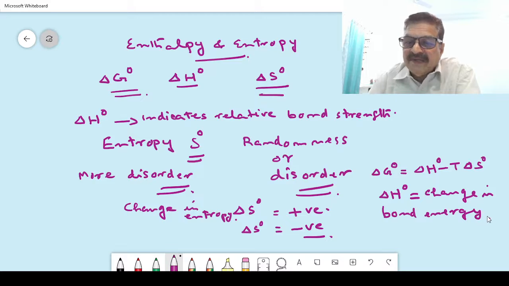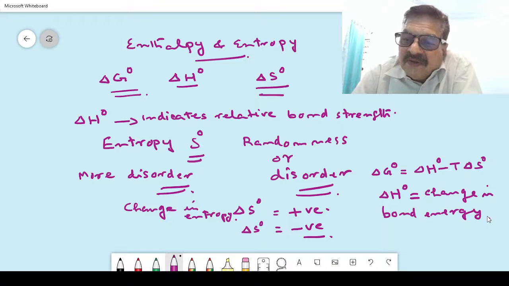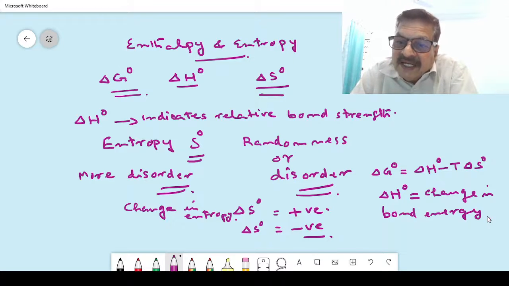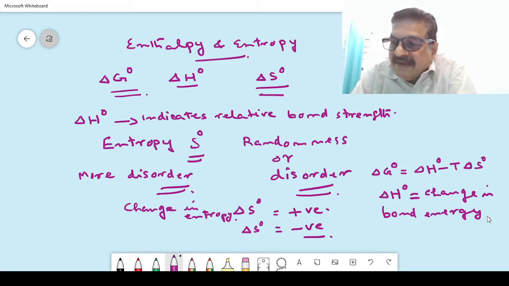Okay, so delta H here is the total energy change in the reaction. It is on account of two factors. Delta G is equal to delta H minus T delta S. The delta H is the change in the bond energy and delta S is the change in the disorder, the change in the entropy. Therefore, the total energy change in the reaction, that is delta G, is on account of the change in the bond energy, that is delta H, and the change in the disorder.